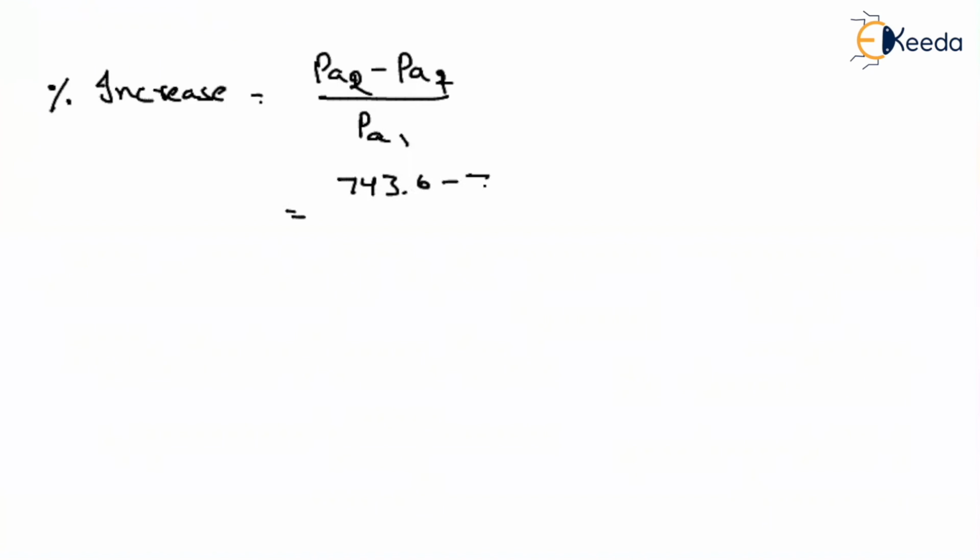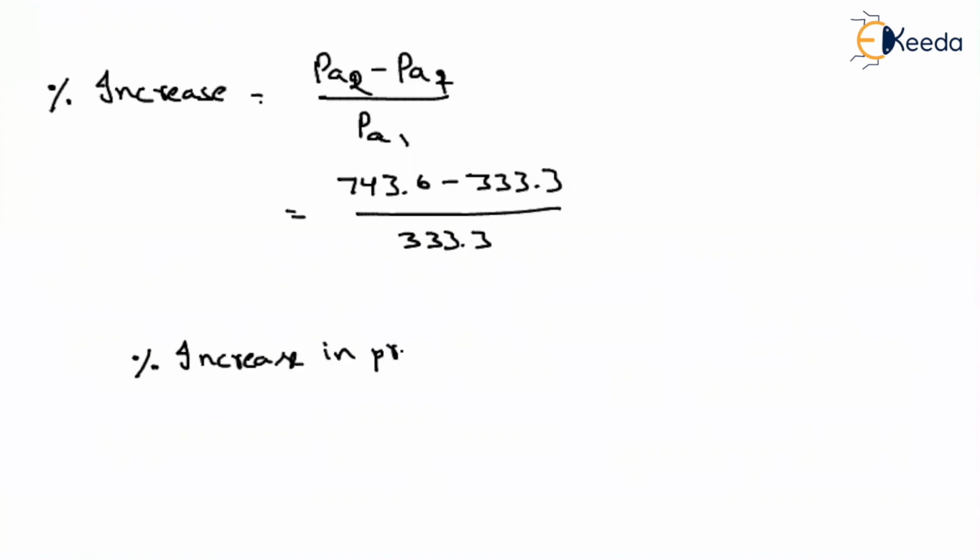743.6 minus 333.3, divided by 333.3. Therefore, the percentage increase in pressure, if you solve that, is around 123%. So if your water table rises to the ground surface, your stress has increased by 123%. Okay, thank you.